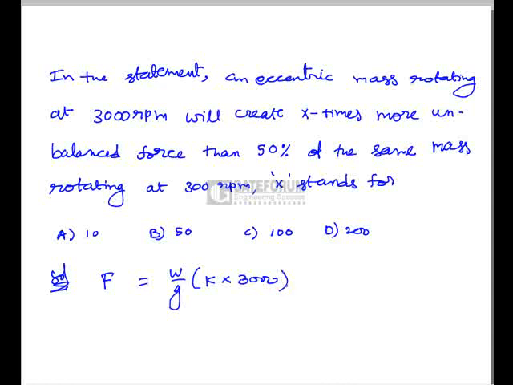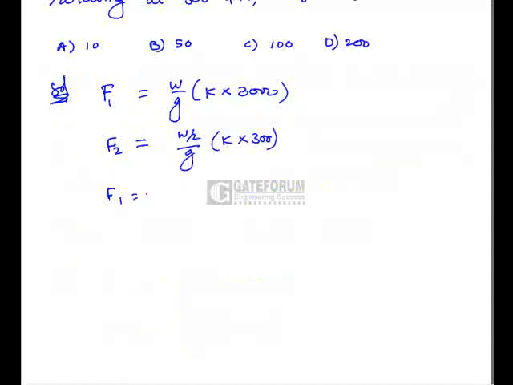So k into 3000. It creates x times more unbalanced force than the 50% of the same mass rotating at 300 rpm. So when 50% of the mass rotating at 300 rpm, then unbalanced force is equal to W by 2 by g into k into 300. Let us say this is F1 and this is F2. Here F1 is equal to x times F2. So from these two equations we can get x value, that is equal to 200. So in the option, the right option is D.